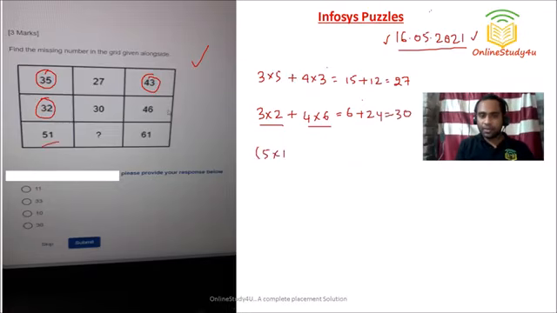Then 5 into 1 plus 6 into 1. So 5 into 1 will be 5 and 6 into 1 will be 6. So 5 plus 6 will be 11. That means option A will be the correct answer.